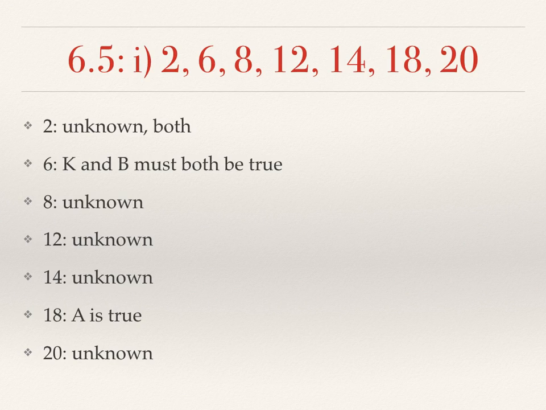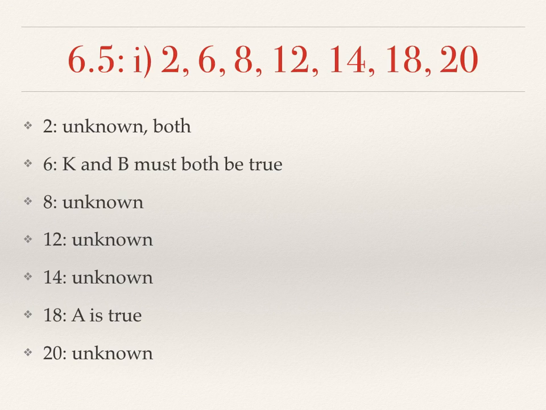Number 12, H or S is true. H could be true and S could be false. H could be false and S can be true. So we can't narrow it down for that one either. So it's unknown. So 14, G and B is false. G could be true and B could be false, or G could be false and B could be true, or they could both be false. So again, for 14, it's unknown.